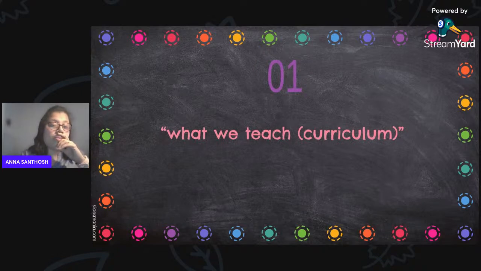So the first one is what we teach. The curriculum is very important, because the main focus of inclusive education is to modify or accommodate or adapt the curriculum to meet the needs of the students who have disabilities, who are in need.